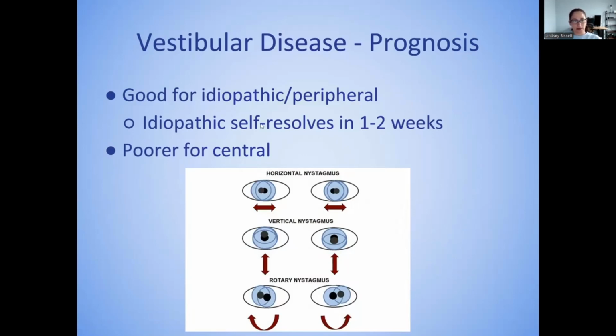Again, if it's idiopathic, it does self-resolve in about 1 to 2 weeks. Just support them through it. If they're getting worse or if they're not resolving at that point, then you've got to dig deeper at that point to look. It's not idiopathic.